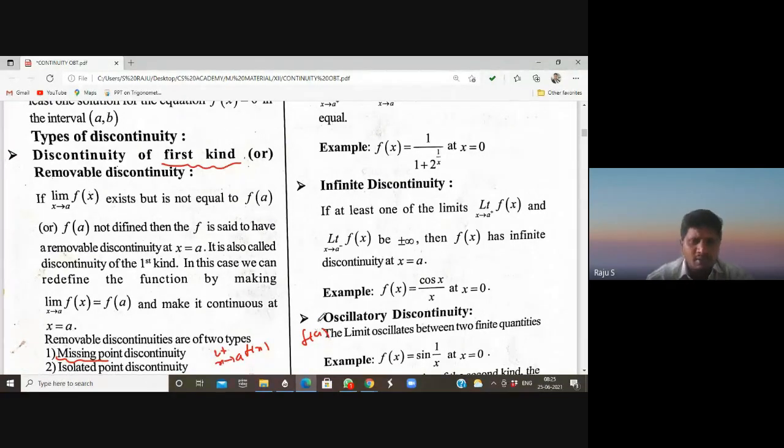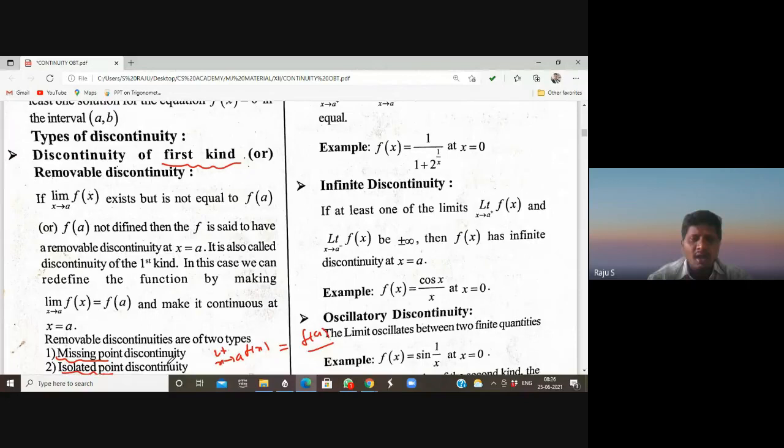The limit value exists, f of a does not exist, so how can you check the continuity? It is not possible. If f of a also exists, then we can equate these two. If the limit exists and f of a also exists, and both are equal, then it is continuous at x equal to a. But here f of a does not exist, so it is not continuous. It is called discontinuity. This is called missing point of discontinuity.